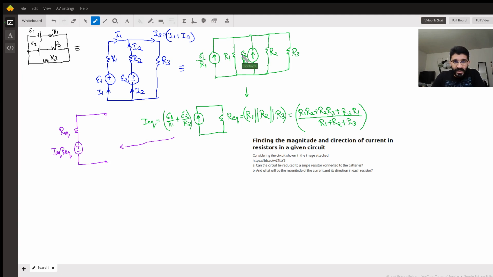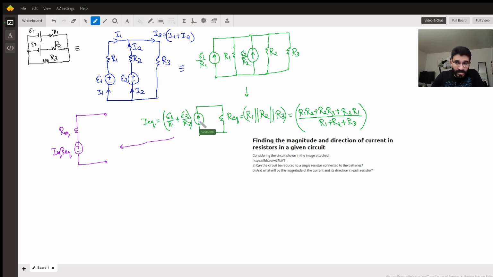Now, this circuit can again be reduced into this circuit by combining these two current sources, and that can be combined as shown here. I'm calling it I equivalent, and these three resistors, as they are in parallel, they can be made into one resistor. I'm calling it R equivalent, which is R1 in parallel with R2 in parallel with R3. The term for this when opened up is R1R2 plus R2R3 plus R3R1 by R1 plus R2 plus R3, as can be seen here.